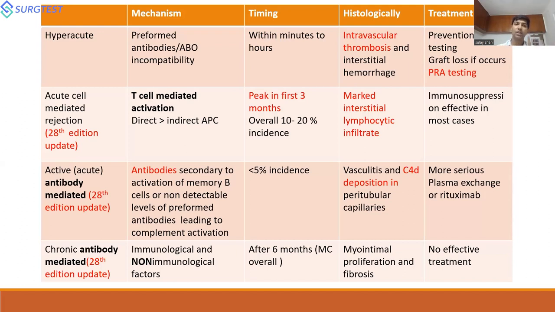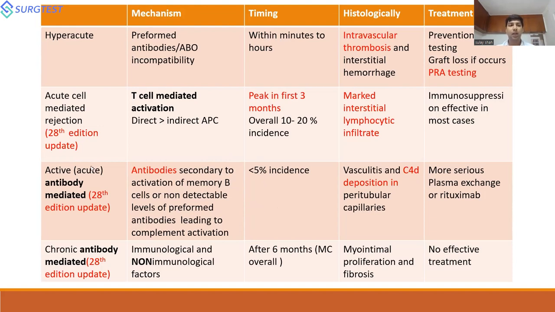However, when the recipient's body already has antibodies against the antigens of the donor, these are not preformed antibodies as in hyperacute. These are memory B cells, which are dormant. When those are activated, they lead to antibody-mediated rejection, the second type. So again, the two types are acute cell-mediated, which is T cell mediated and the more common type, and acute antibody-mediated, in which the memory B cells lead to antibody production and an outcome the same as hyperacute rejection, but not as fast in timeline, because the preformed antibodies are not present. The antibodies have yet to be formed, but the memory B cells are there against a specific antigen.